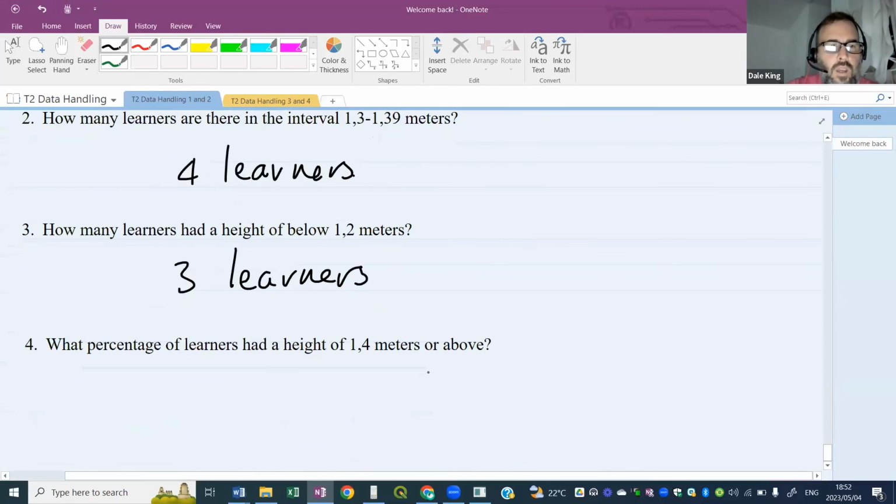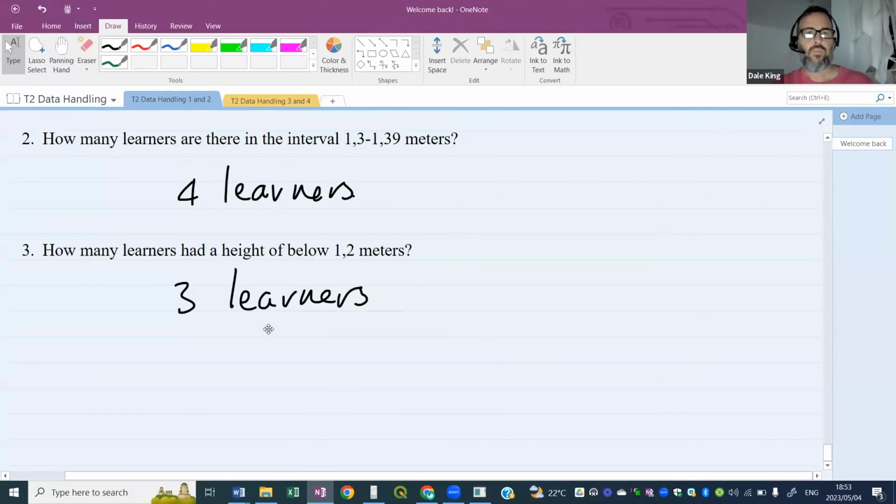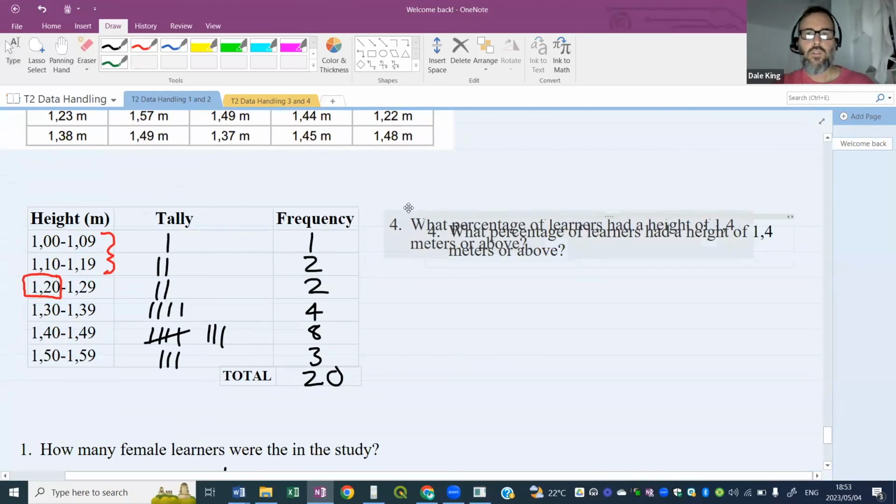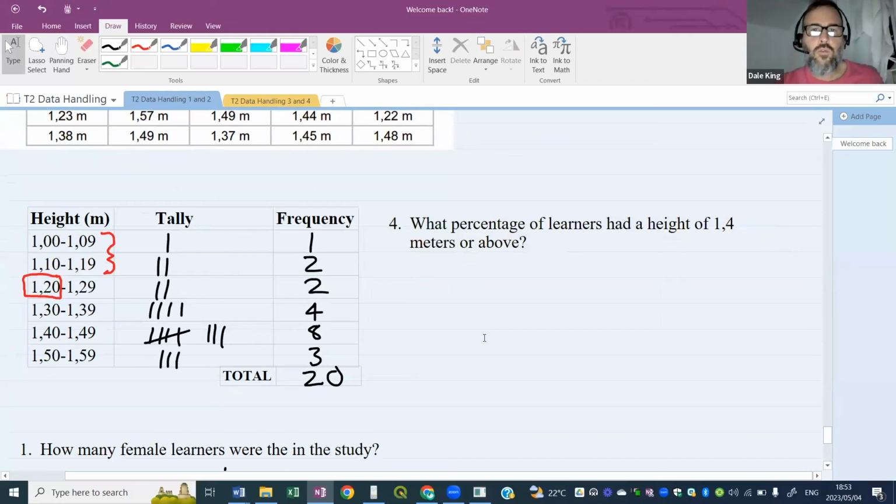All right, next question. What percentage, so we're going to do a percentage calculation, of learners had a height of 1.4 meters or above? I'm going to bring this question up. Here's the question up here. What percentage of learners had a height of 1.4 meters or above?